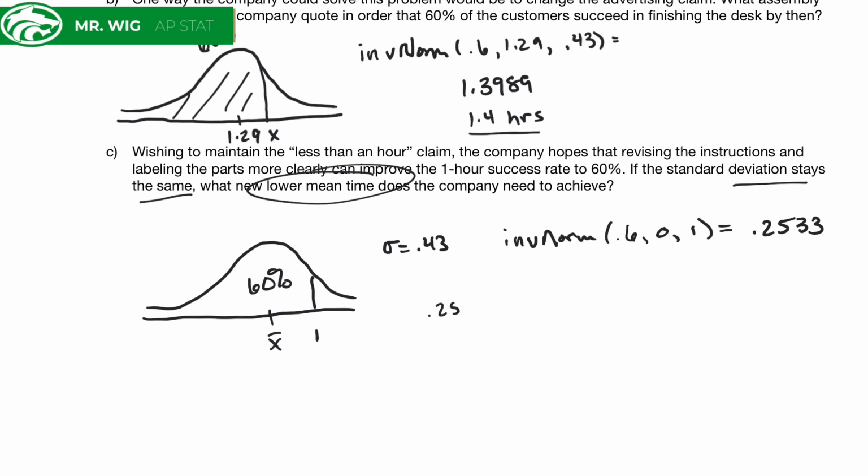So 0.2533 is equal to the value 1 minus my mean for the sample, and we're going to divide that by 0.43, which is my standard deviation. Do all the math here, and you're going to find out that your new average needs to be 0.8911 hours. And that is question number 12.